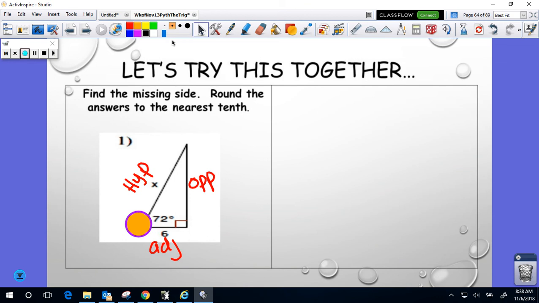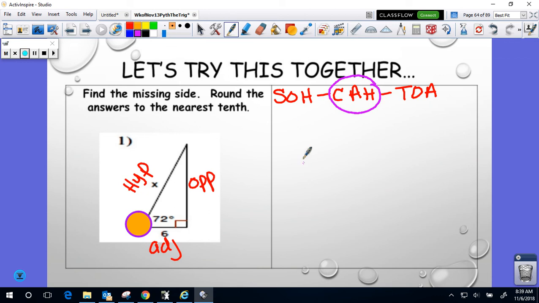Now I'm going to write SOHCAHTOA at the top of my paper. I'm going to look at the side that I'm trying to find and the side that I know. I have an adjacent side and a hypotenuse side. So I need to figure out which trig function fits adjacent and hypotenuse. And that is cosine. That's this right here.